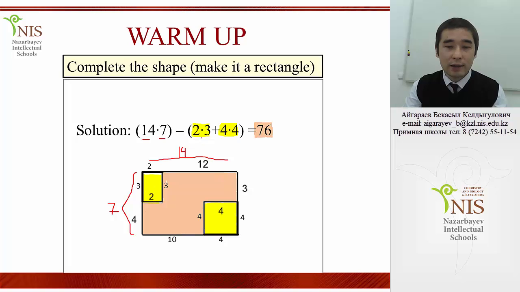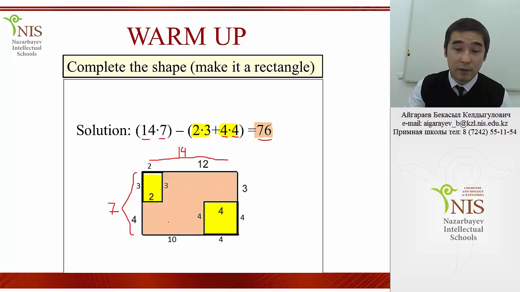And we have to subtract the yellow ones, and that will be 2 multiplied by 3, plus we have another rectangle. Oh, it's more like a square. And here we have to multiply 4 by 4. So that will give us 76. That is the area of my pink colored irregular shape. So when we don't know the correct formula for a non-standard irregular shape, we can find the area by completing it into a rectangle or any other geometric figure.